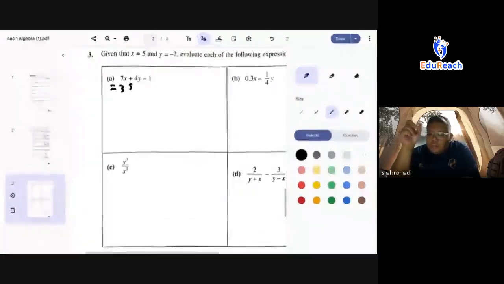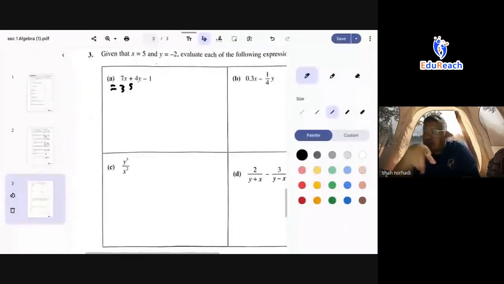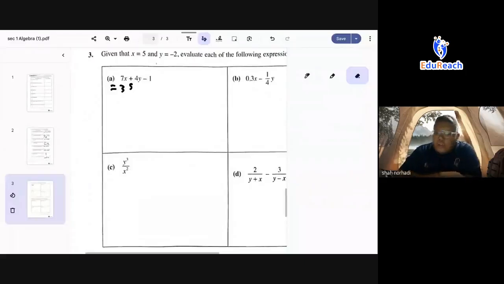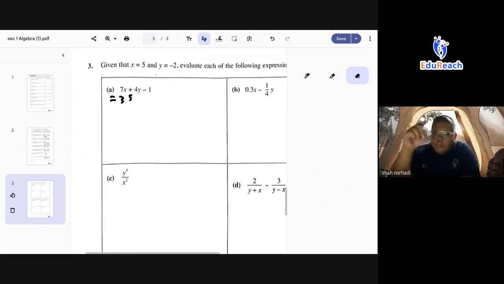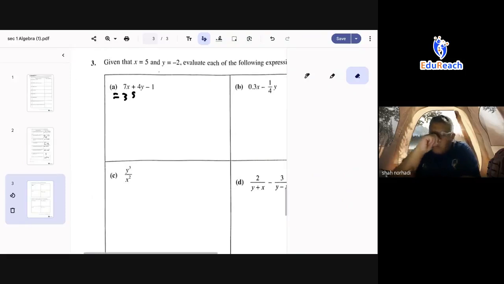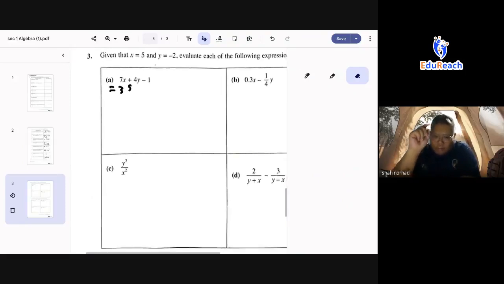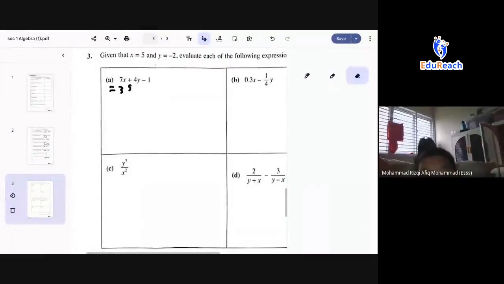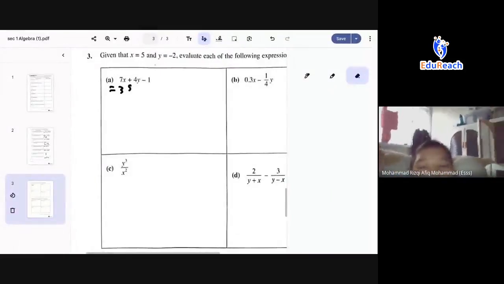You put 7 bracket 5 bracket. You need to write that down, because if you just do it directly, there's always a tendency where students multiply wrongly and make mistakes. So these are easy questions not to make mistakes on. Do it in the proper manner. Put 7 bracket 5 close bracket plus 4. My digital pen ran out of battery, so I have to wait a bit.